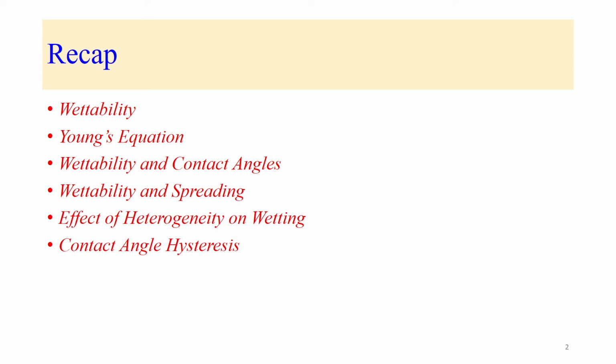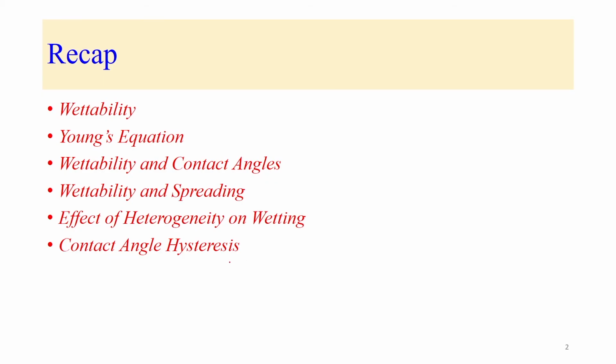Followed by that, we discussed the effect of chemical heterogeneity as well as physical heterogeneity. The chemical heterogeneity we discussed through the Cassie equation, and physical heterogeneity through the Wenzel equation in terms of surface roughness. Also, we saw that because of various heterogeneity in the surface, we observe contact angle hysteresis, and it gives some useful information about the surface heterogeneity or changes in the surface energy of solid surfaces.